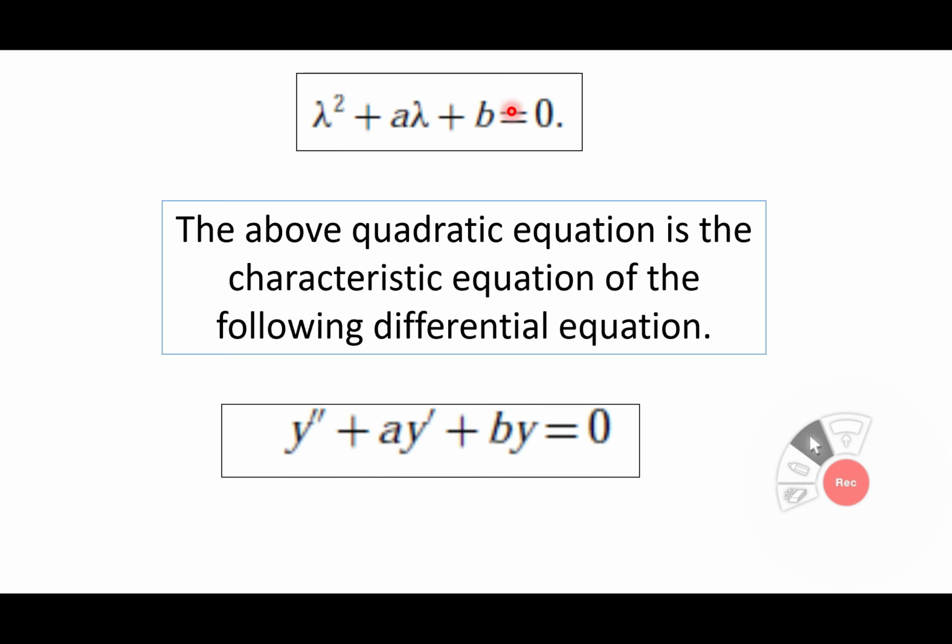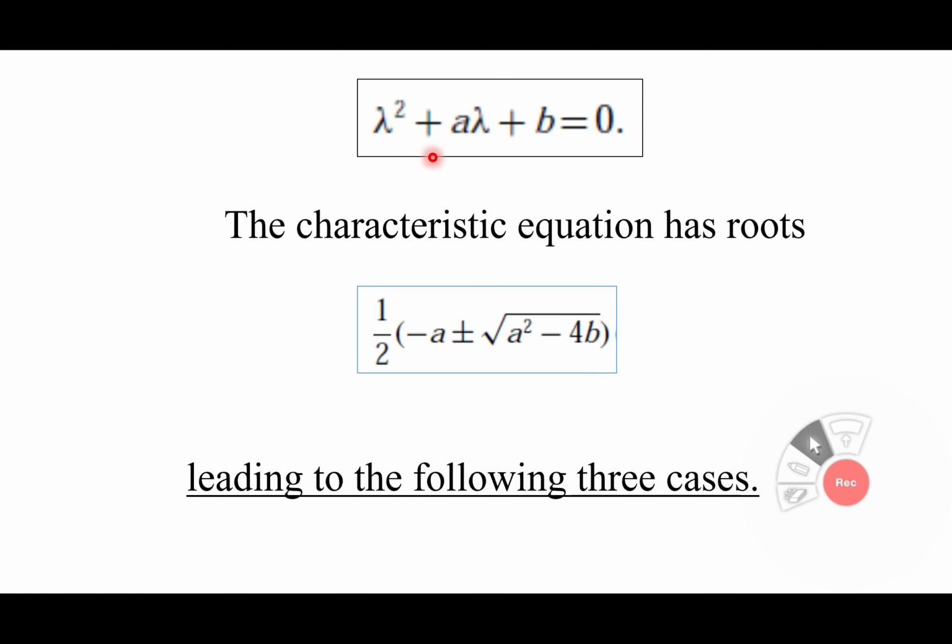So lambda and the coefficients compose the characteristic equation of the original differential equation. This one we're going to find is easy to solve, as we are going to explore shortly. So now let's focus on the characteristic equation, lambda squared plus a lambda plus b equal to 0. The characteristic equation has roots. Do you remember the roots of the quadratic equation? It has two roots because it is raised to the power 2.